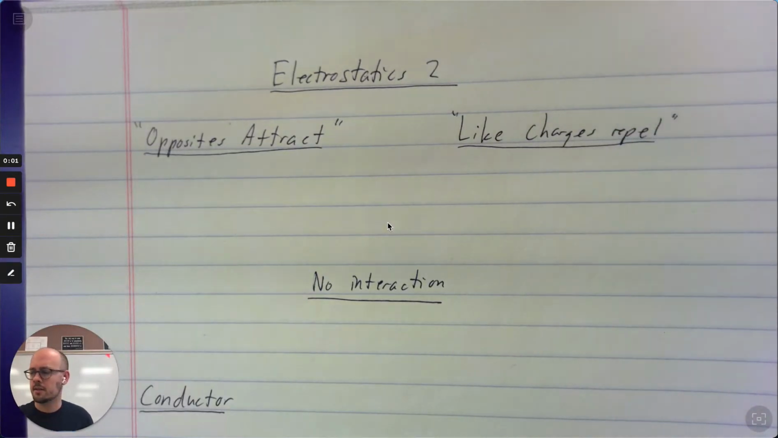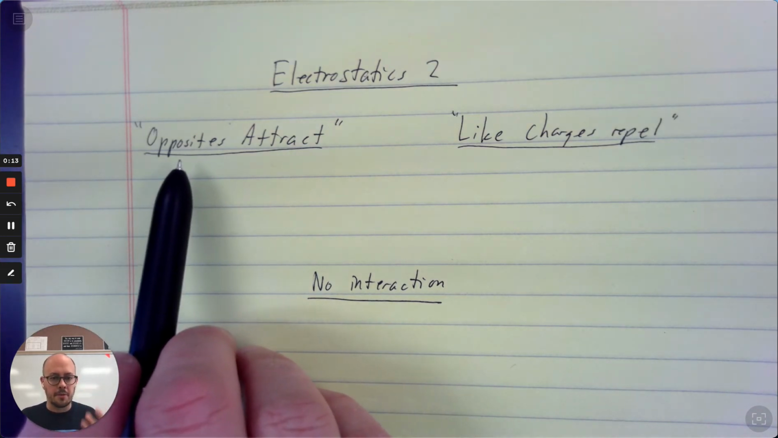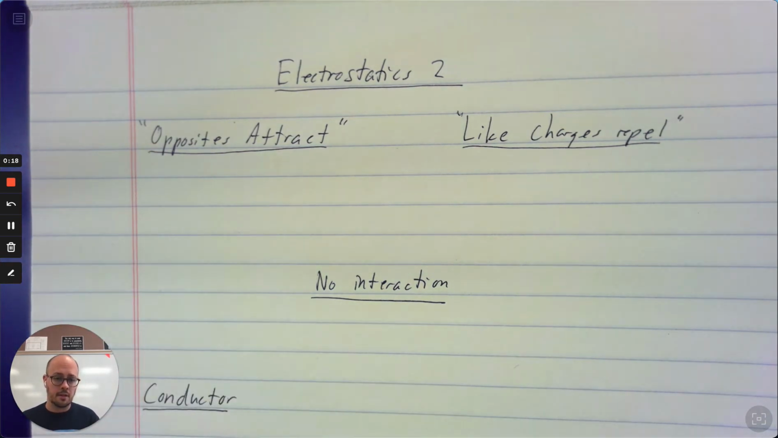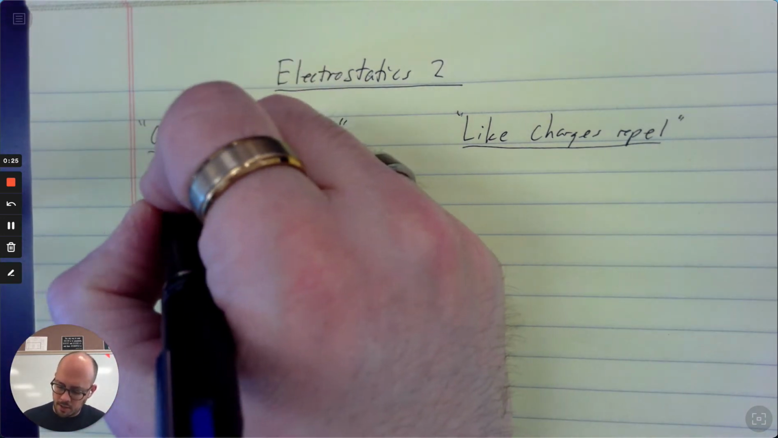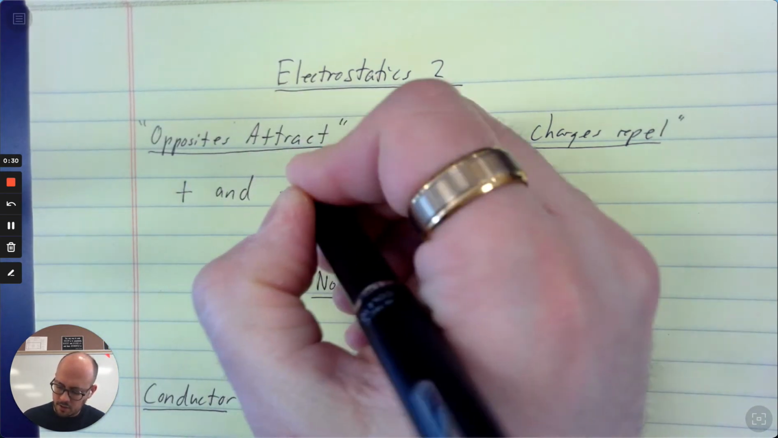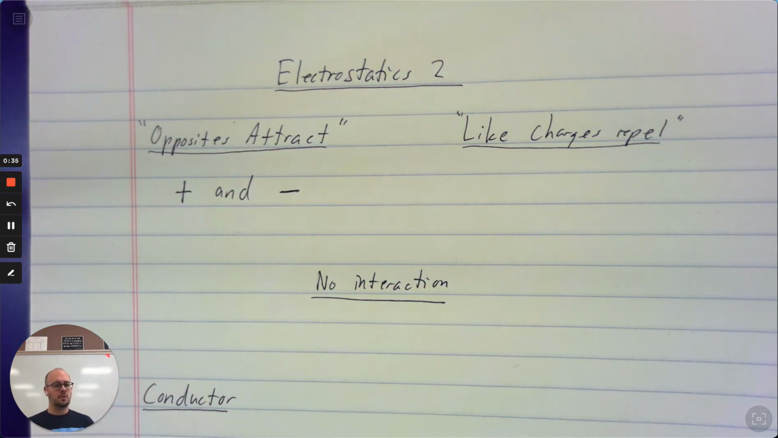Hey folks, our second lesson in electrostatics is about charge interactions, and then talking about the motion of charges within an object or between objects. So everyone's heard the phrase opposites attract, and so for charge that means that any two objects that have a different charge from one another will attract. Now the obvious one is that if you have a positive charge and a negative charge. So one of the rules that came out of charge is that opposite charges will attract one another.